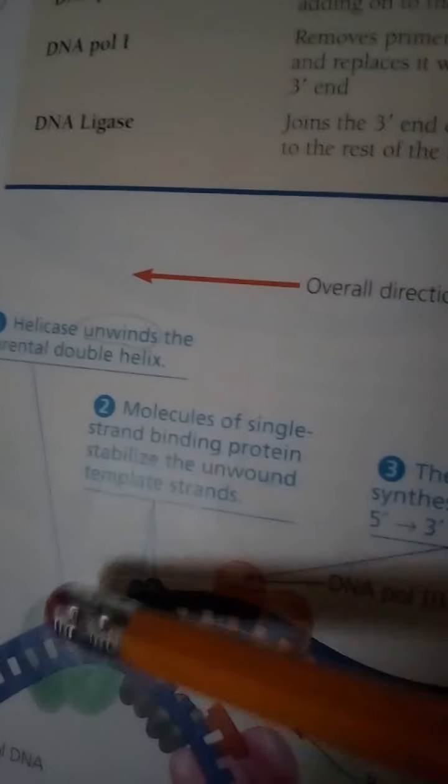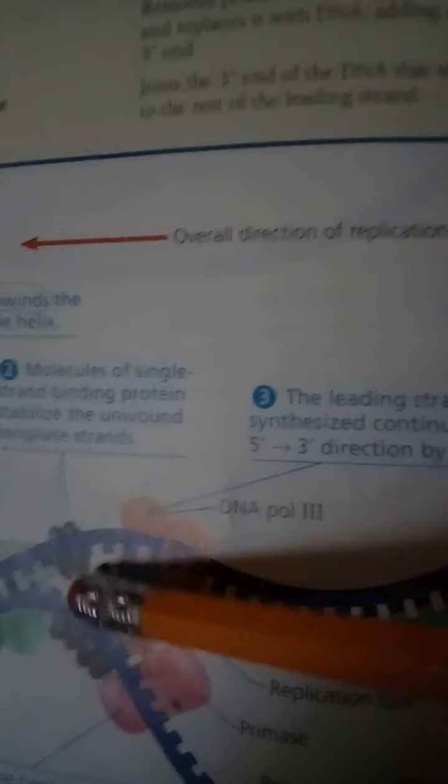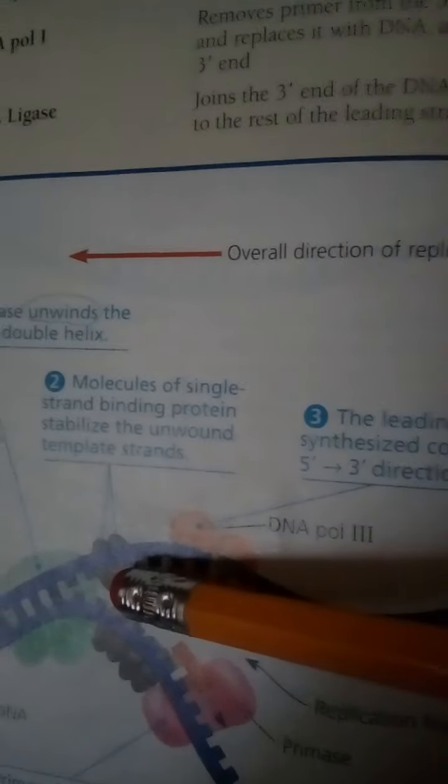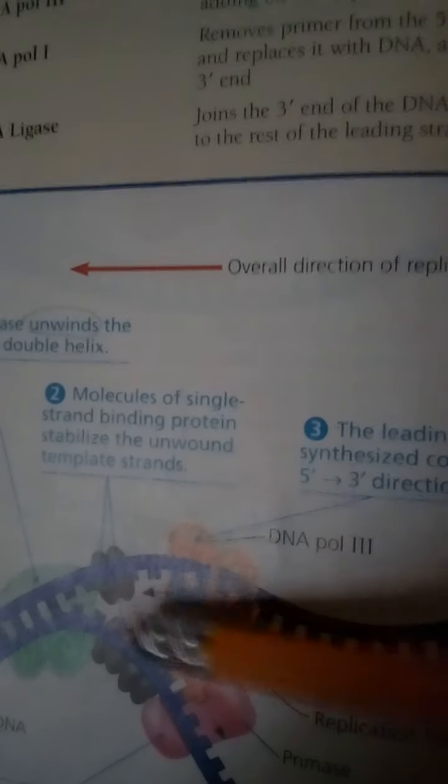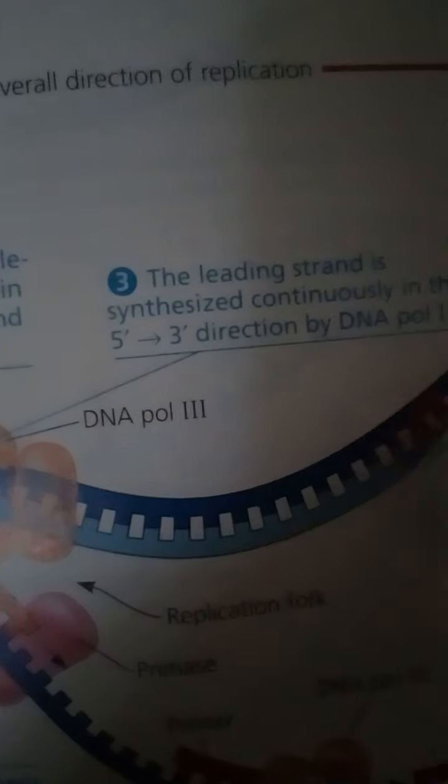Let's begin with helicase, which unwinds the parental double helix, and notice the direction of replication. Notice here molecules of single-strand binding protein stabilize the unwound template strands. And third, DNA polymerase III: the leading strand is synthesized continuously in the 5 to 3 direction by DNA polymerase III.